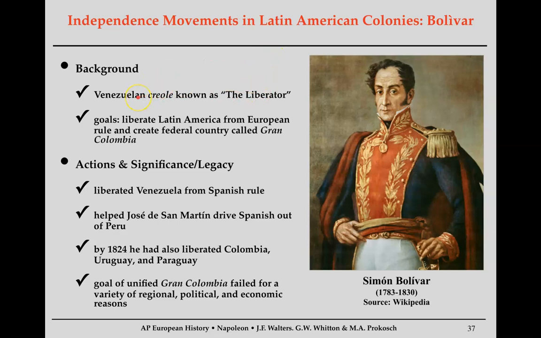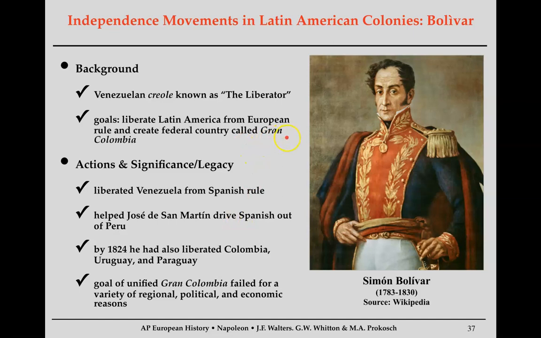So the person who's going to be responsible for fighting for independence against Spain for the northern part of South America, so really Venezuela, Colombia, is going to be Simón Bolívar, known as the Liberator. And eventually he does, of course, liberate Venezuela and other parts of northern South America. He will also ally himself with José de San Martín to drive the Spanish out of Peru.